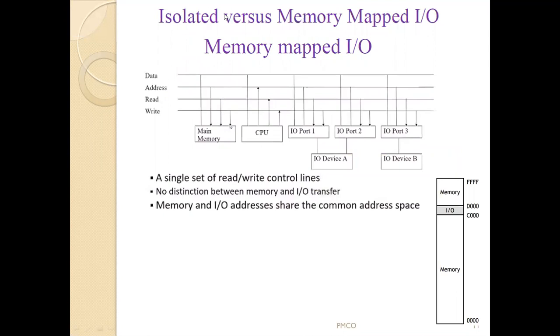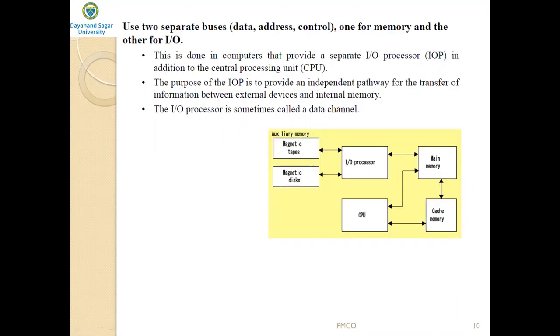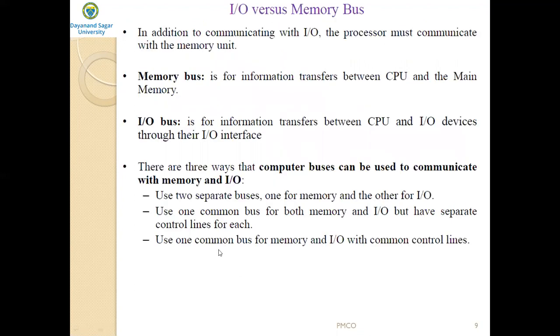Then what is isolated and memory mapped I/O? What is the difference between isolated versus memory mapped I/O? The next two ways: use one common bus for both memory and I/O, with common control lines.